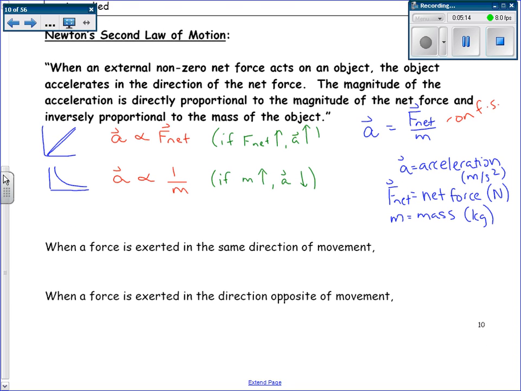What this formula basically says is that when a force is exerted in the same direction of movement, the object speeds up. And when a force is exerted in the direction opposite of the movement, the object slows down.